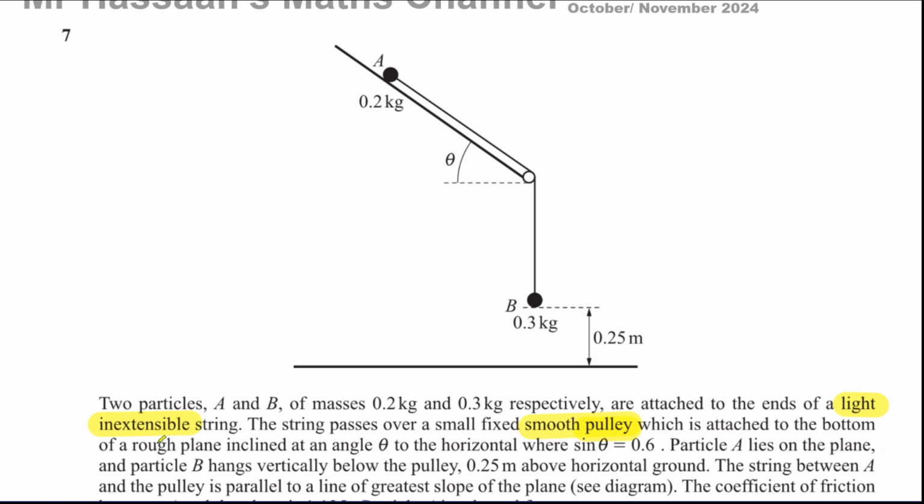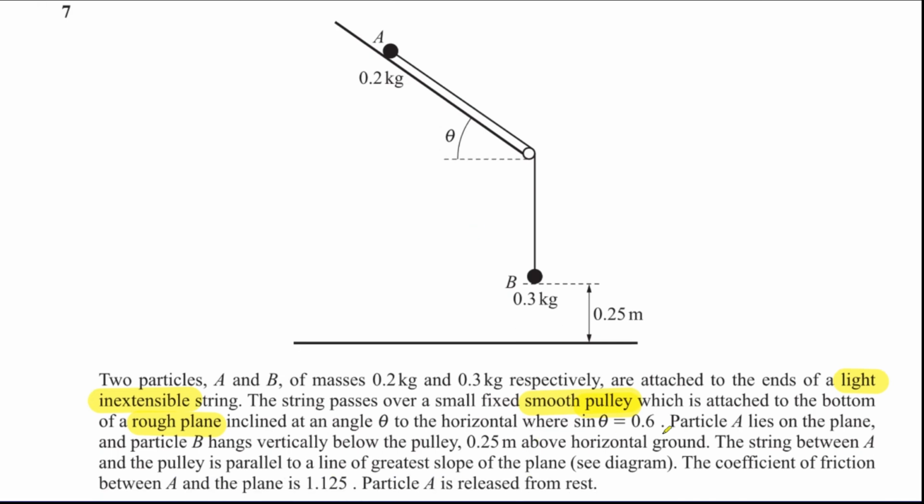The string is attached to the bottom of a rough plane. If the plane is rough, that means there's friction. We have to consider friction as the object A is moving along the plane, inclined at an angle theta to the horizontal, where sine theta equals 0.6. Particle A lies on the plane, and particle B hangs vertically below the pulley, 0.25 meters above the horizontal ground. The string between A and the pulley is parallel to the line of greatest slope of the plane.